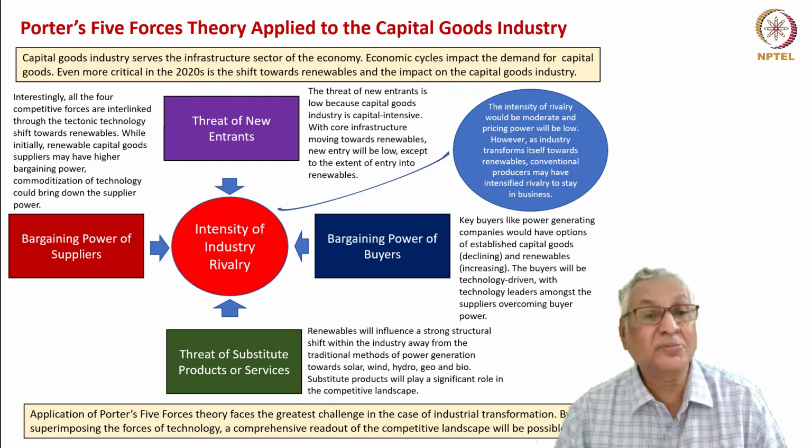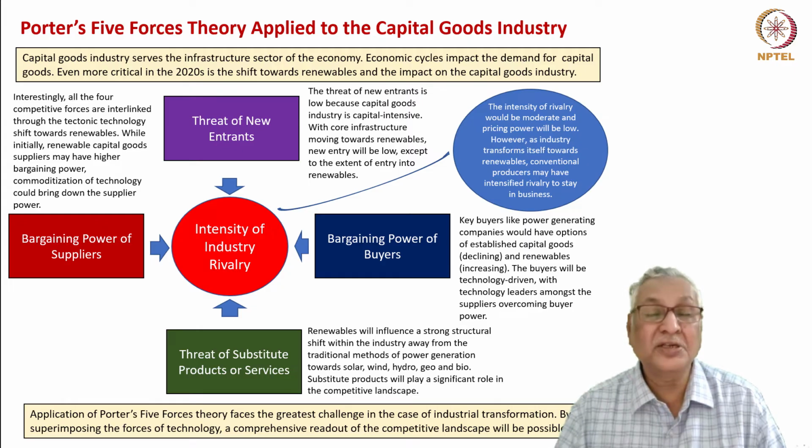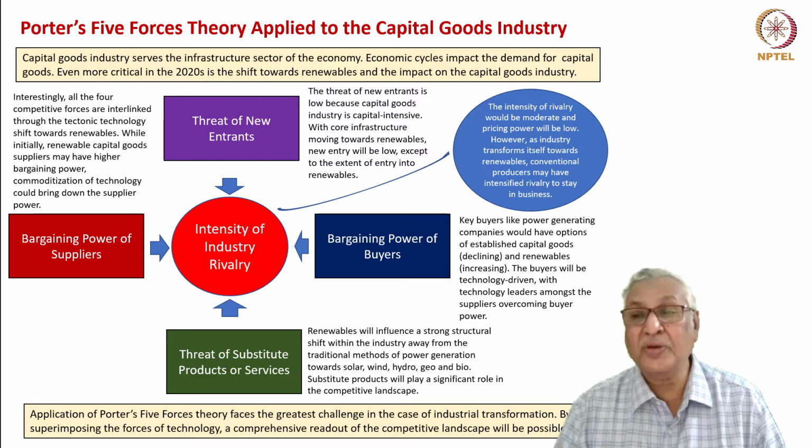What about the bargaining power of suppliers? Interestingly, all the competitive forces are interlinked and consolidated through the tectonic technology shift towards renewables. While initially renewable capital goods suppliers may have higher bargaining power, commoditization of such technologies could bring down the supplier power. How would the intensity of industry rivalry pan out?